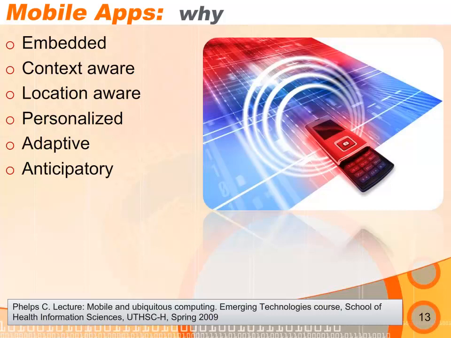First, they are embedded. Many networked devices are integrated into our environment as so many of us have them. These devices are context aware, meaning they can recognize you and where you're at, your situational context. For example, they are location aware through GPS positioning. They can be personalized to meet our own needs. They are adaptive as we change the applications that we want, and they can anticipate what we want without us having to go out and seek new applications.